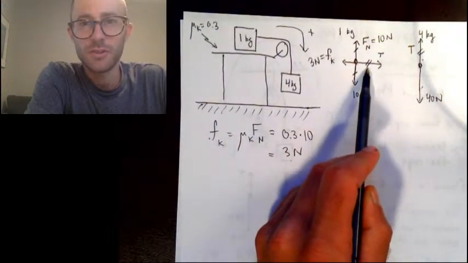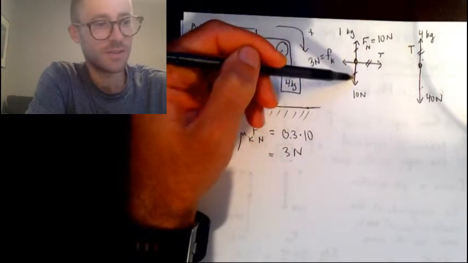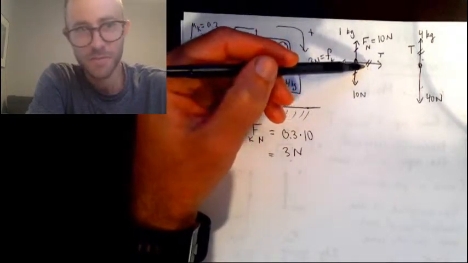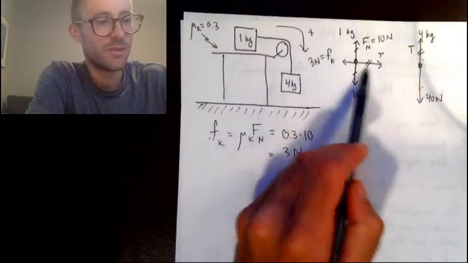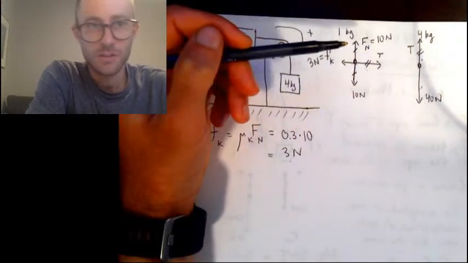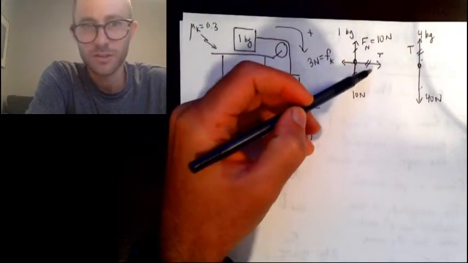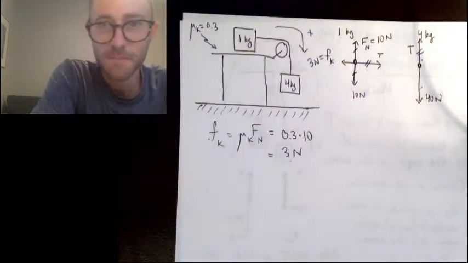It's a double slash though, because these two are the same size but not necessarily the same size as the other tension, okay? So these two are equal and these two are equal in size, but the normal force is not necessarily equal to tension, okay?